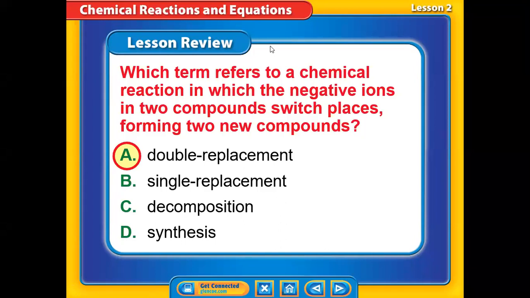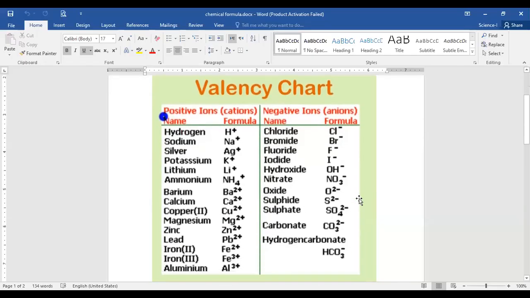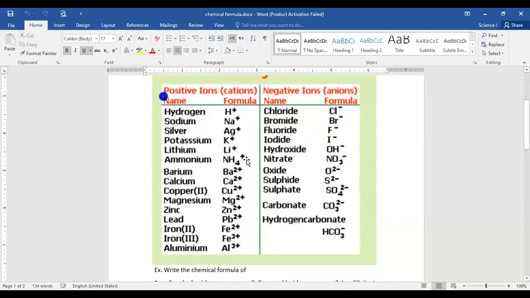Look with me here, guys. This sheet represents some elements and some radicals, or polyatomic ions. We are supposed to memorize these, the name and the symbol, because we are going to practice how to write a chemical formula, to be able to write a chemical equation.